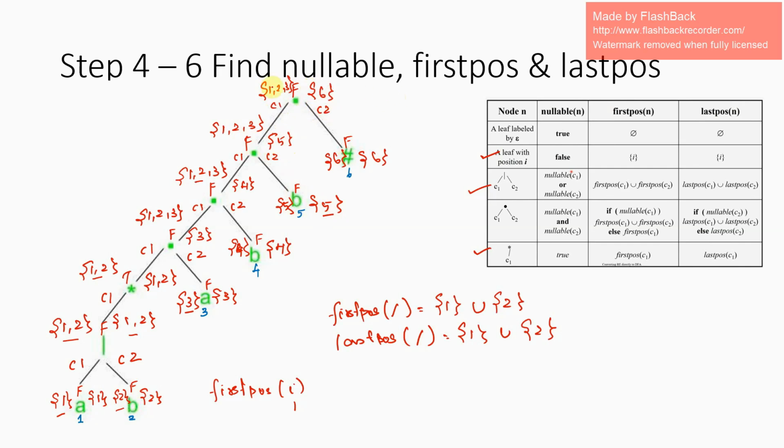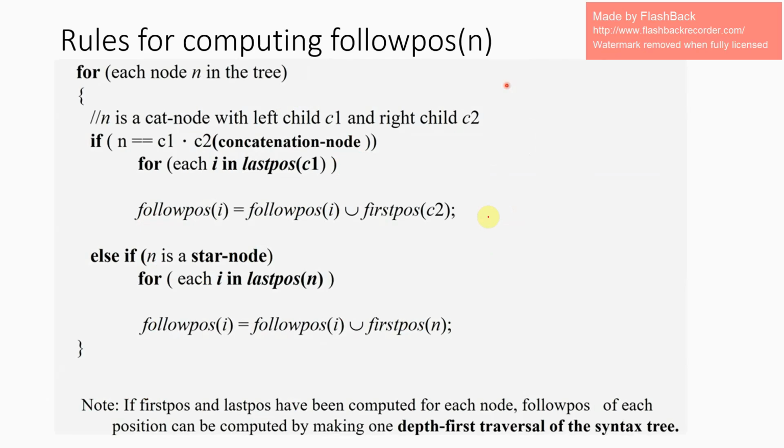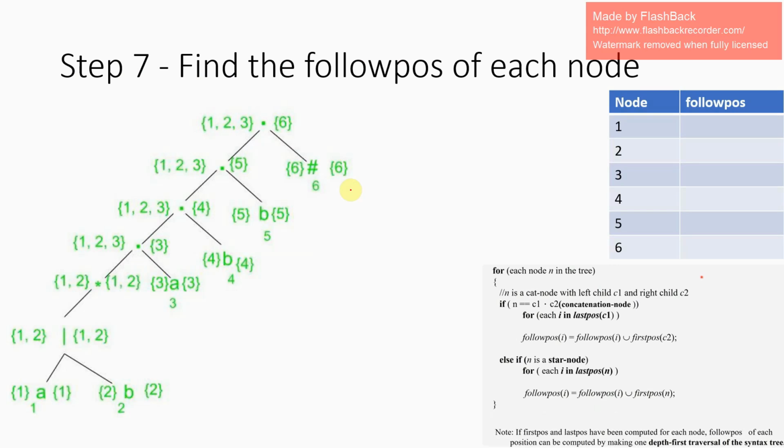So now in this step we have found nullable for every node, followed by the first position and the last position for every node. And now this is the rule for computing the follow position. For every node, we have to consider whether the node is a concatenation node or the star node. For these two nodes alone, we have to find the follow position. As I already told, you need to consider only the concatenation node and the star node. So no need to consider the or symbol. So to find the follow position, I'm just going to consider the star node.